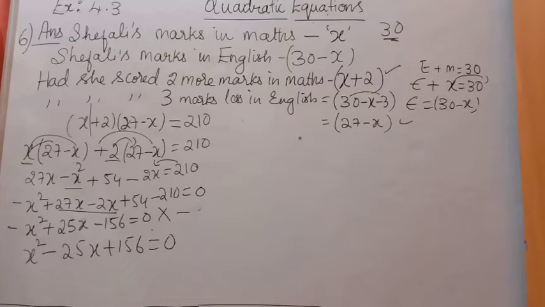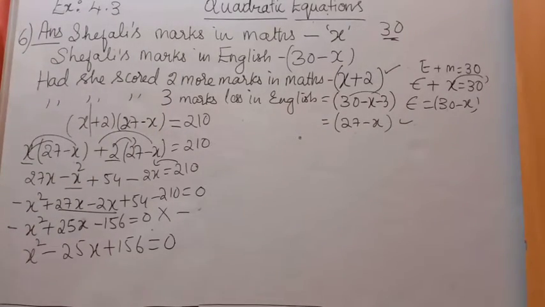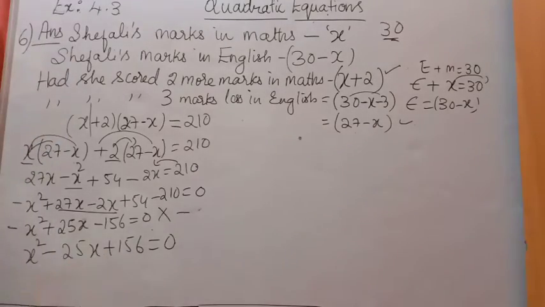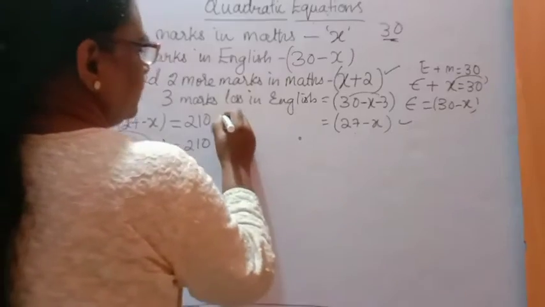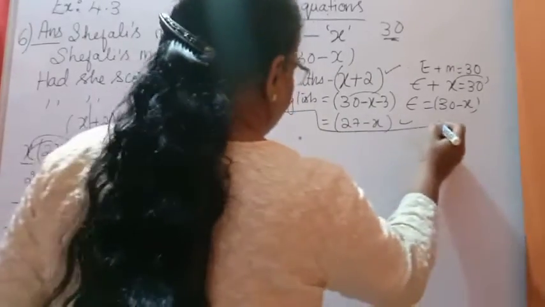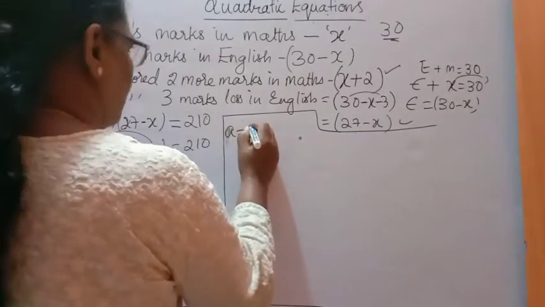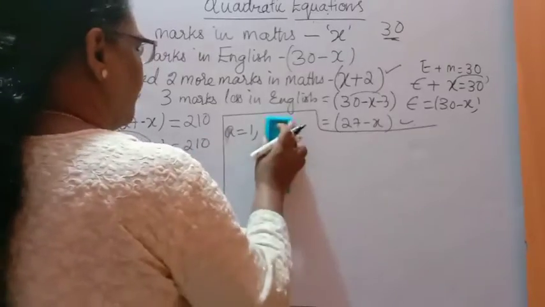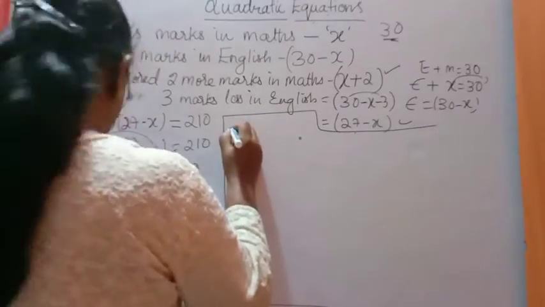Now I can use the factorization method or the formula method, any method I can do. I will do the factorization method only, it will be easy for me. Or else you can do the formula method only. So, a is equal to how much? 1. b is equal to... I will do the factorization method, you can do the formula method, no problem. That will be easy for me.